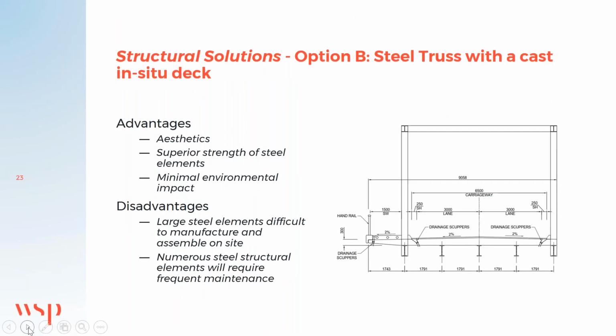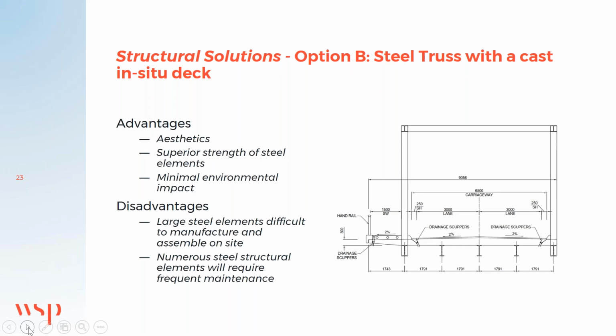The second option that was looked at was a steel truss with a cast in situ deck. The advantages of this option are that it's quite aesthetic and easy on the eye. It also has superior strength because it's mostly steel elements and members that are used, and it has minimal environmental impact.